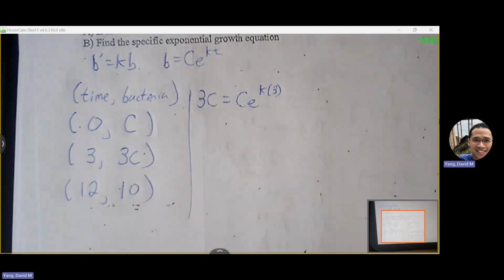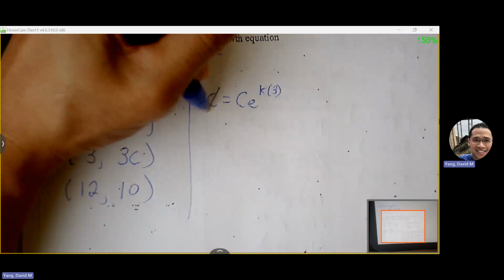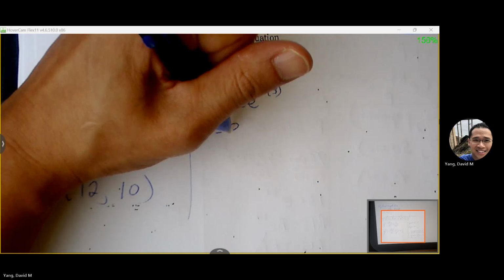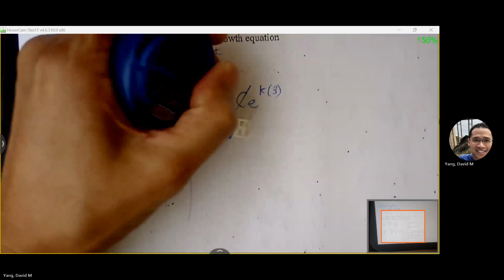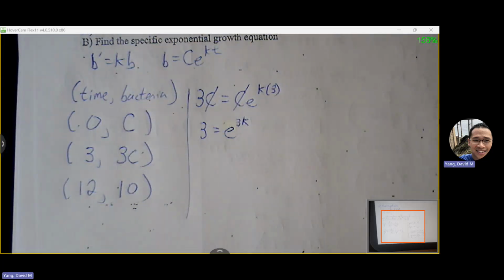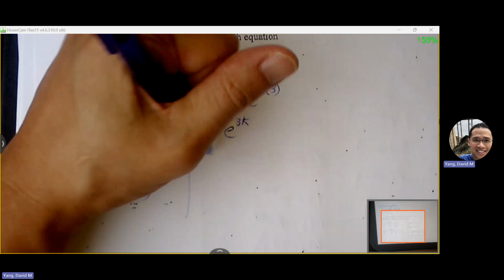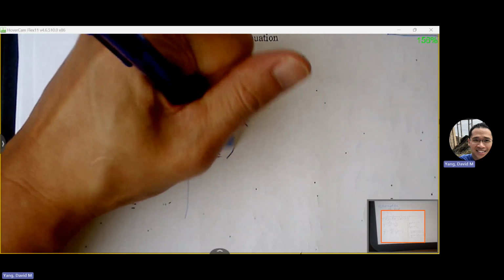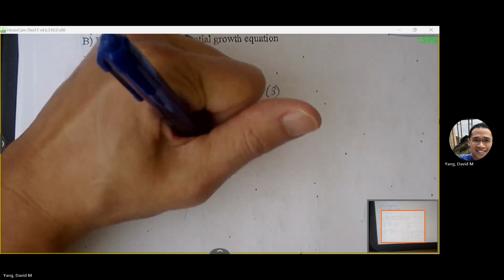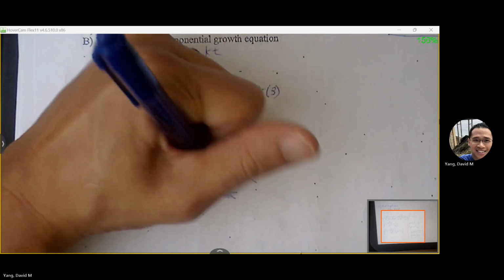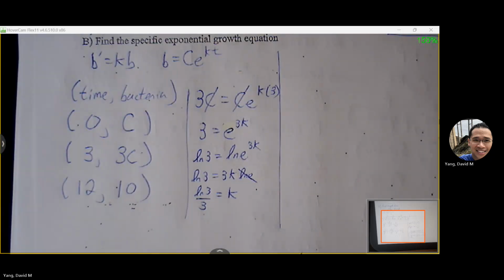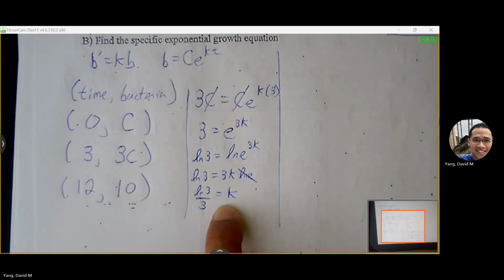What's going to conveniently go away for us here? C. So that's nice. I can just focus on solving for K. So I want to solve for K. K is stuck in the exponent location. I'll take the natural log of both sides to allow that K to come down. Make the substitution into my equation.